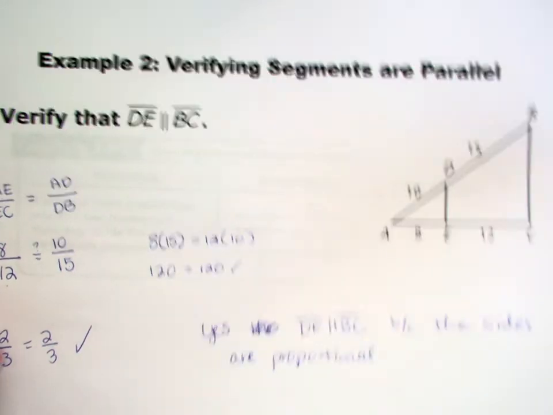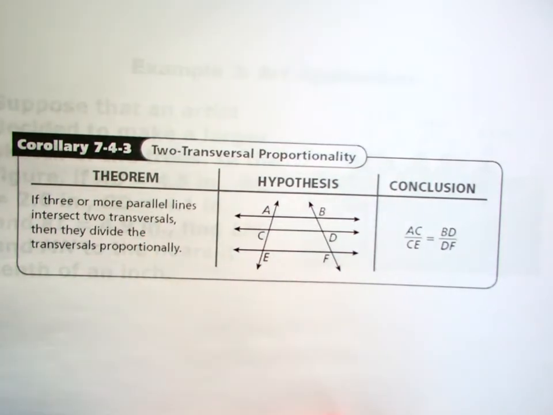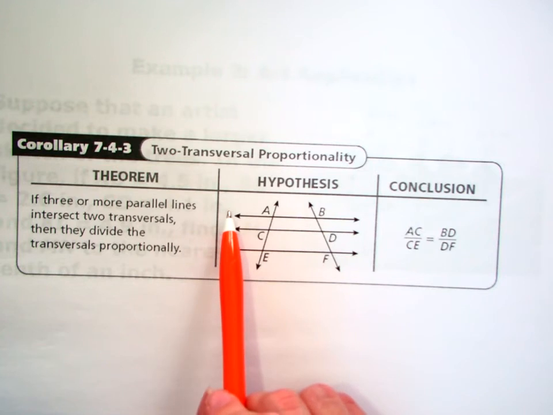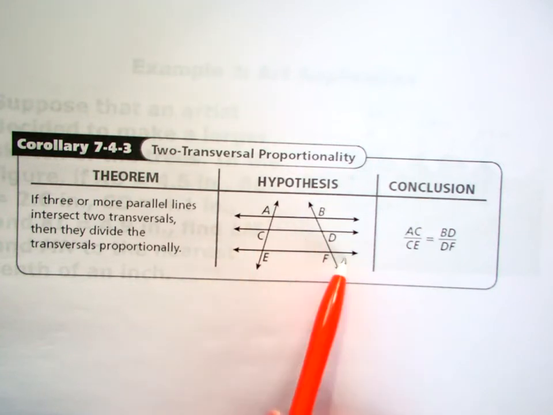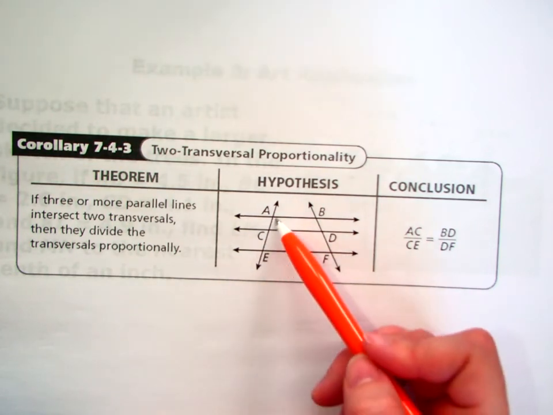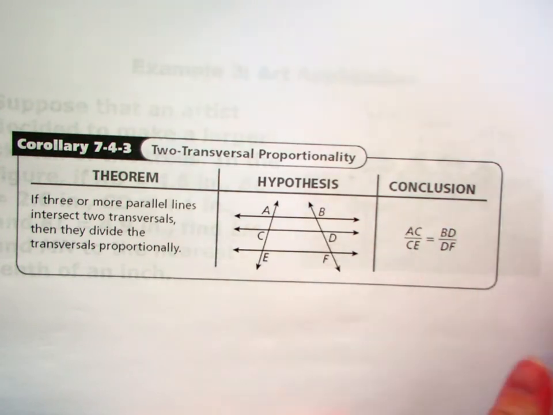Alright, let's look at the next theorem. This is going to be the two transversal proportionality theorem. It says if you have 3 or more parallel lines, so parallel, parallel, parallel, and it intersects two transversals, it divides these transversals proportionally. So AC over CE will equal BD over DF. Let's look at how we can apply this.